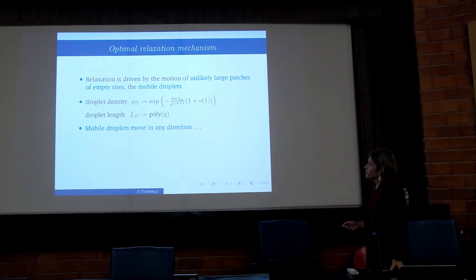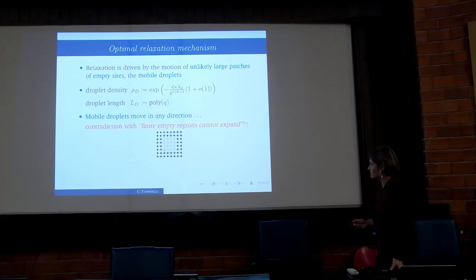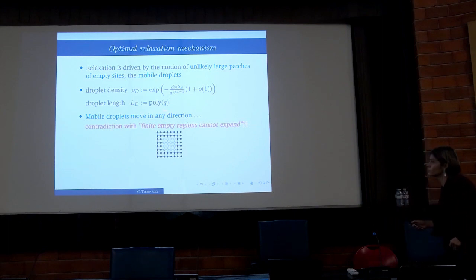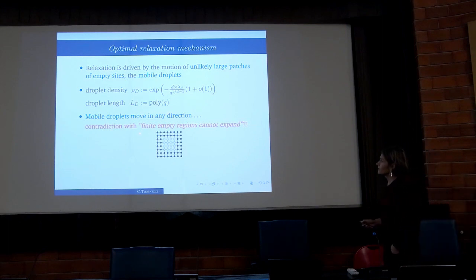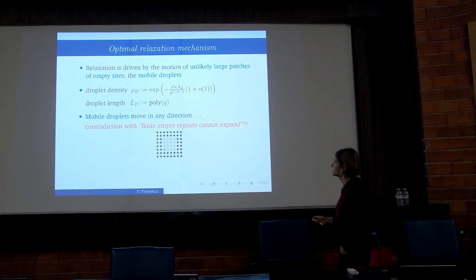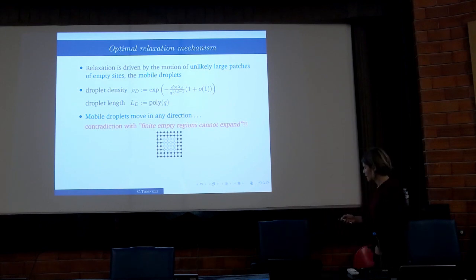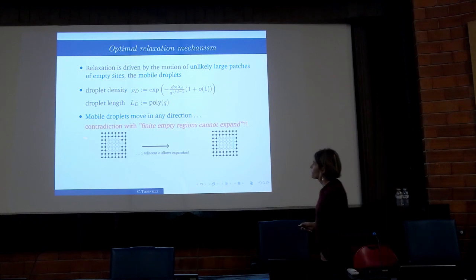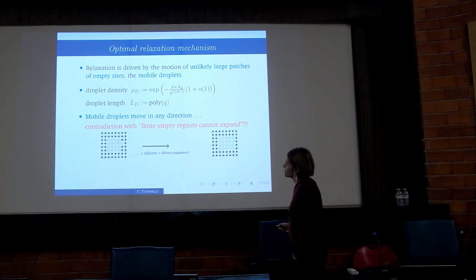These droplets moving in any direction should ring a bell, saying that I'm hiding something under the carpet, because at the very beginning I told you that empty regions cannot move around, they cannot expand. So how come I'm now saying that I have droplets, not even completely empty, that can move around? The point is that they can move around with very little help from the outside. And this little help will be there because they are big. Let's see how. If I have an empty square alone, and everything around is occupied, I can do nothing.